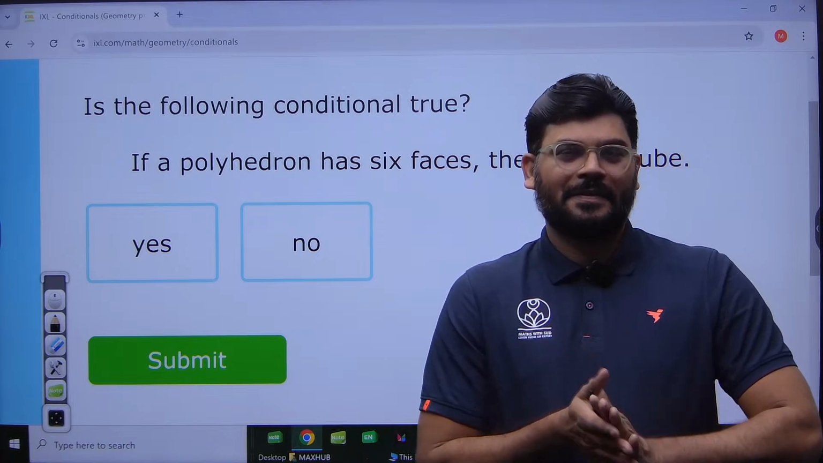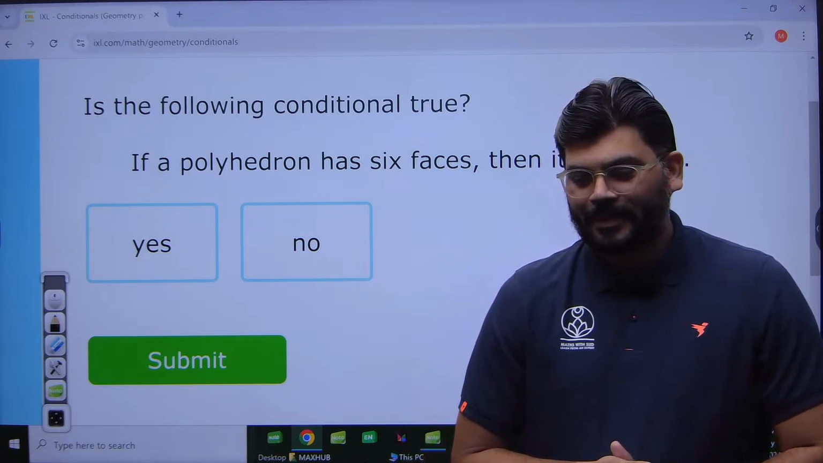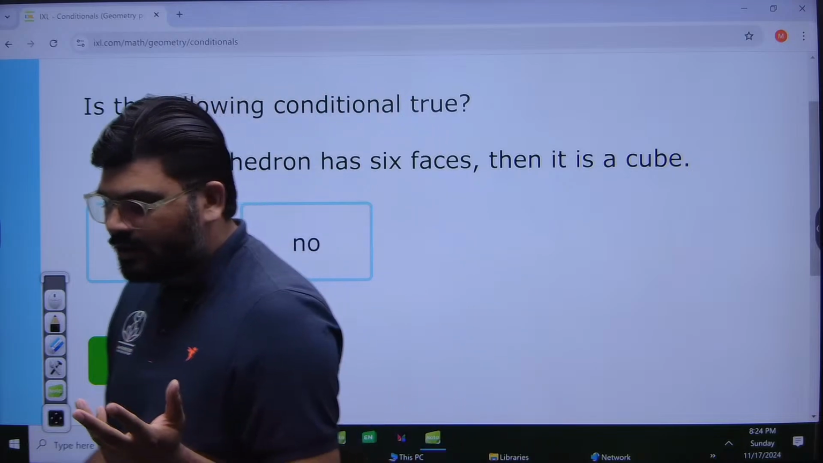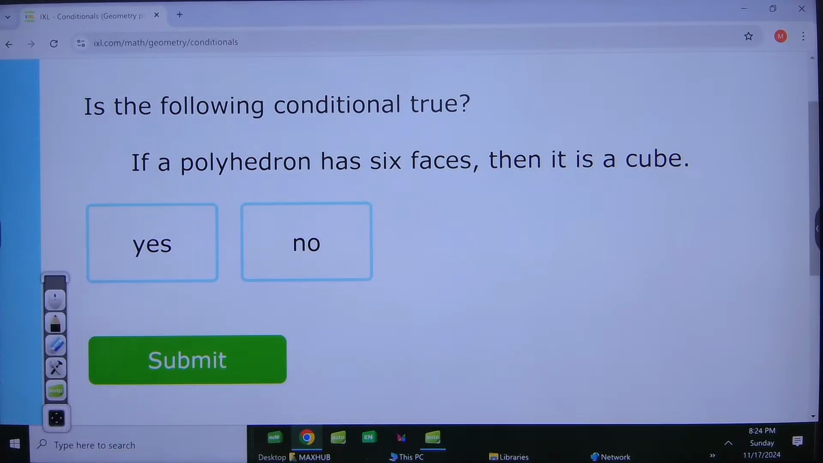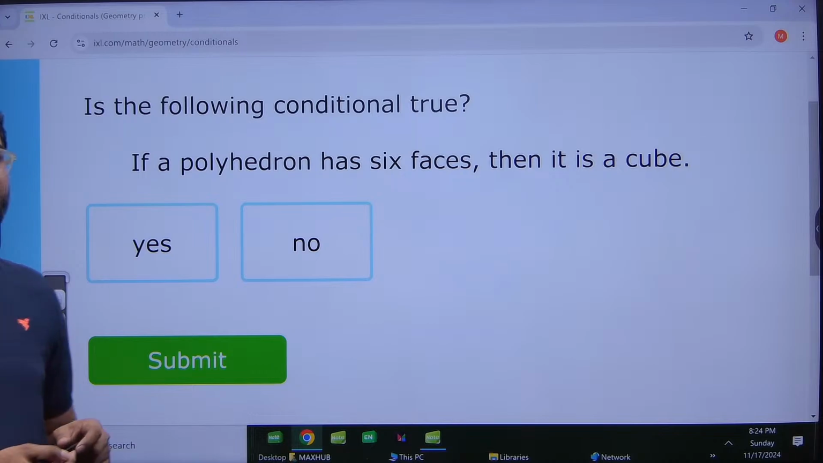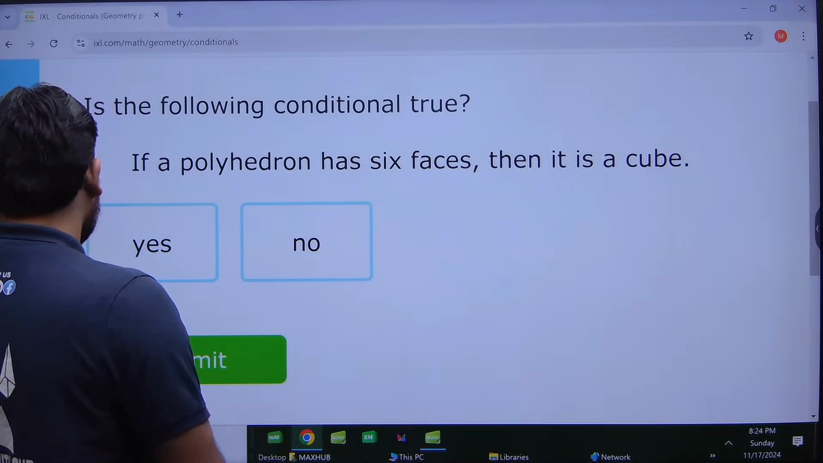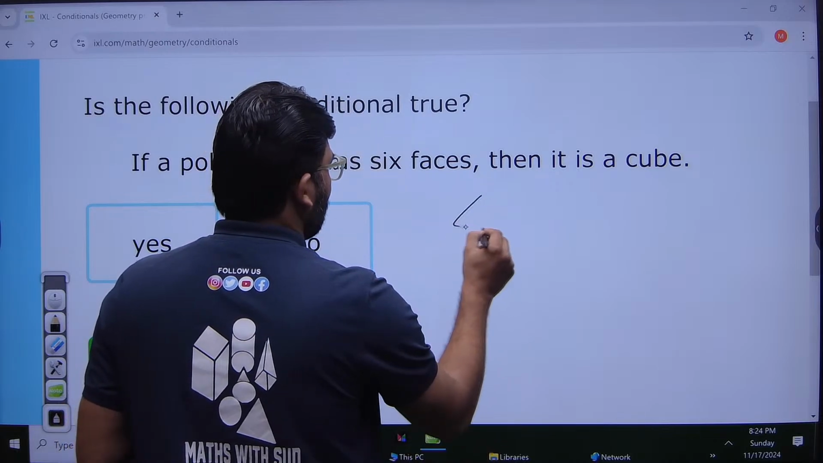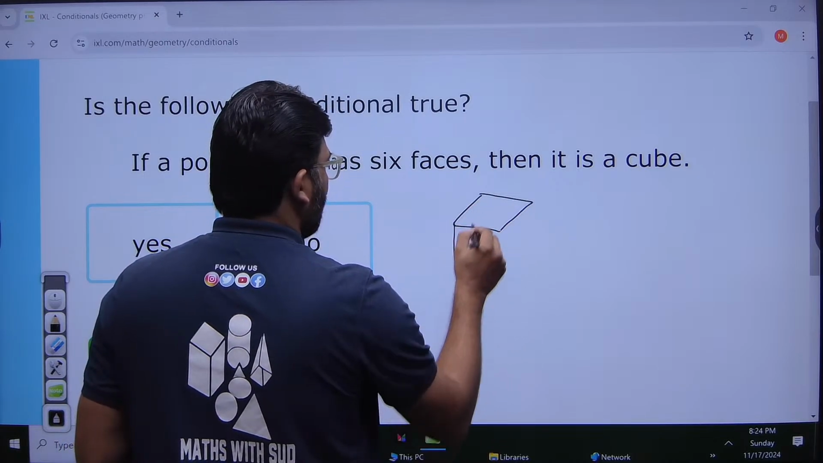Tell me, if a polyhedron... Polyhedron means it is a closed figure made up of only straight lines. Any closed figure which has 6 faces. Polyhedron. Hedron means 3 dimension. Sorry, it is 3 dimension. How many faces does it have?